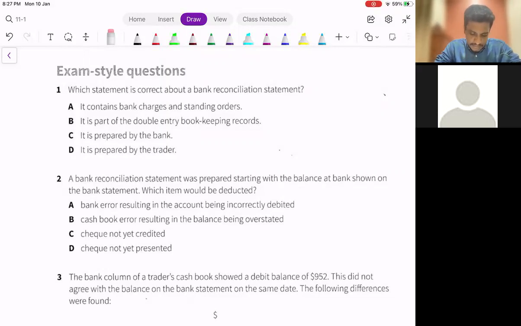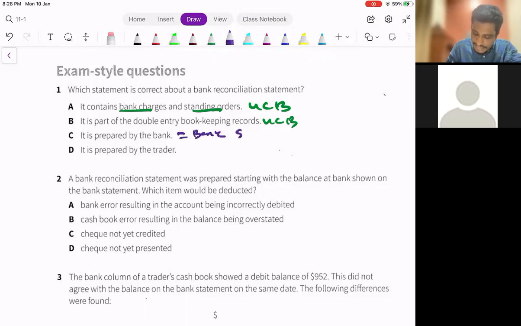Question number one, which statement is correct about the bank reconciliation? Okay, first one, it contains bank charges and standing order. No, bank charges and standing order we write in the updated cash book. We will record in the updated cash book. Is it a part of the double entry system? No, bank reconciliation is not a part of the double entry system. This is an updated cash book. Prepared by the bank?